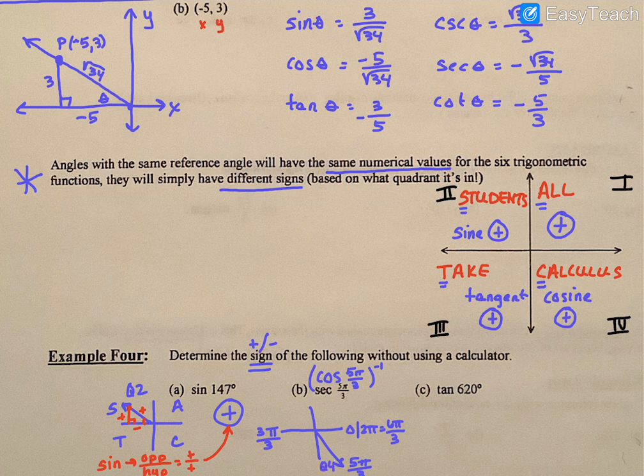Okay, what do we know about quadrant 4? All Students Take Calculus, it begins with C. And so cosine is positive and its reciprocal, secant, is positive. So what does that say about the secant of 5 pi over 3? It says it is going to be positive because of quadrant 4.